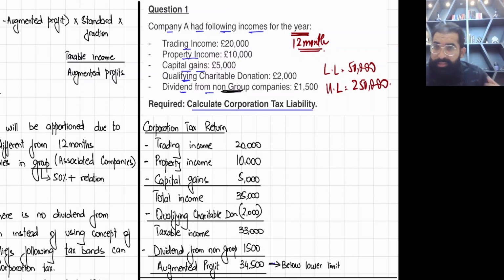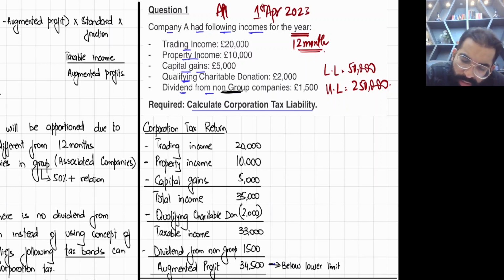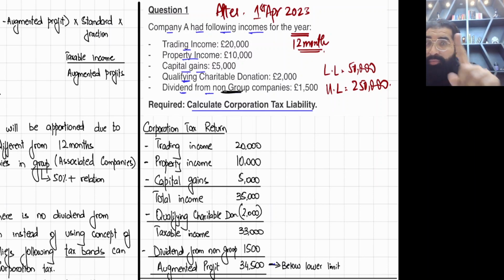And as these questions are made by me, I'm saying these incomes are after 1st April 2023. So new rules will apply after 1st April 2023, the new lower limit and upper limit. Before 1st April 2023, old rules, which means a flat 19% tax rate.